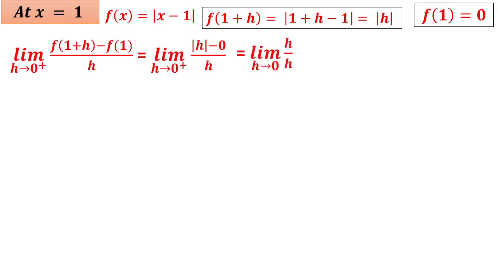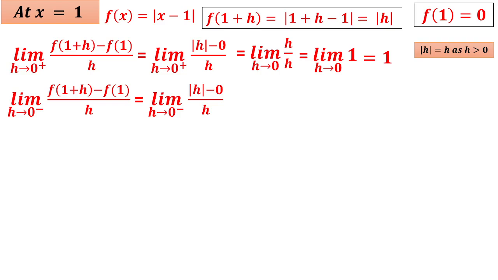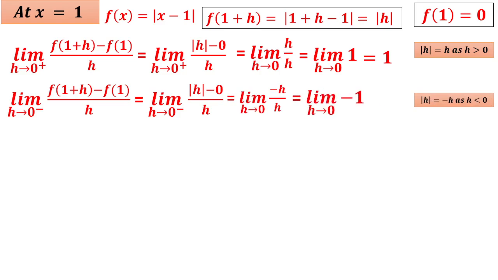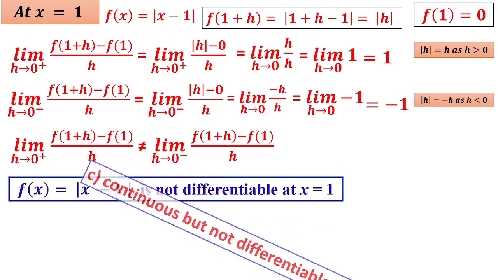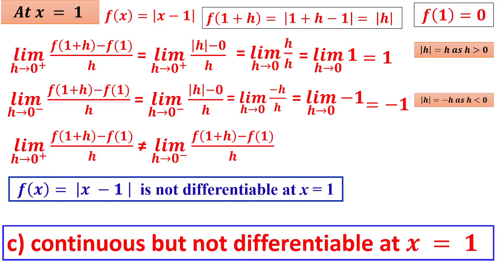Now I am using the formula limit h goes to 0 plus of f of 1 plus h minus f of 1 by h. I am substituting the values for f of 1 plus h, and here as h is going to 0 plus, modulus of h is h. By substituting I am getting 1. Similarly, in the left hand side limit, modulus of h will be minus h, therefore you are getting minus 1. Therefore, the left hand limit and right hand limit are not equal, therefore it is not differentiable at x is equal to 1.